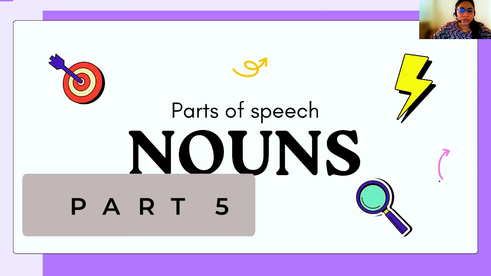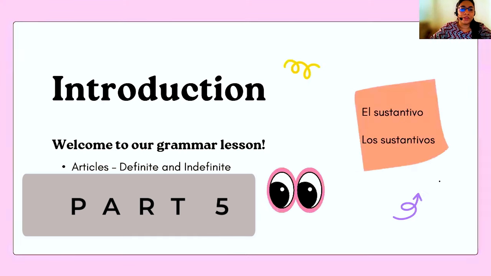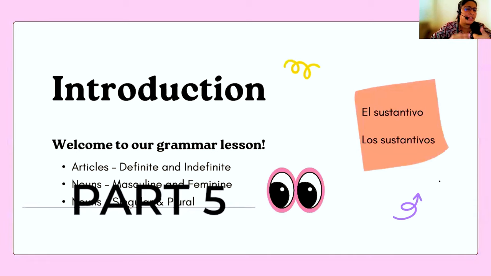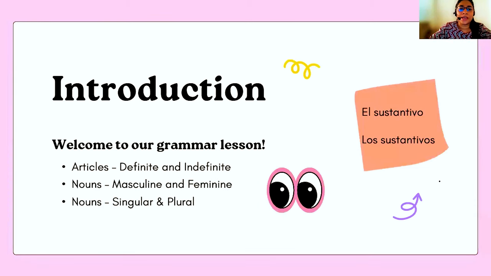So, what are we going to cover under nouns today? First, we're going to look at articles. And just like in English, in Spanish as well, we have two sets of articles. We have definite articles and we have indefinite articles. Then, we are going to learn how to recognize the gender of a noun. Unlike English, in Spanish, all the nouns have a gender.